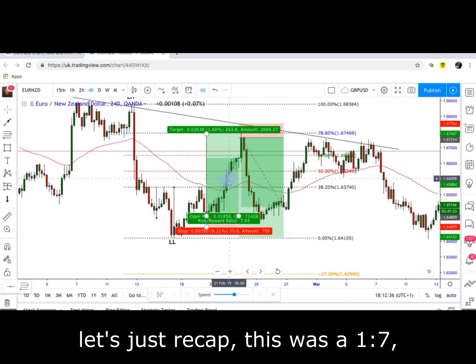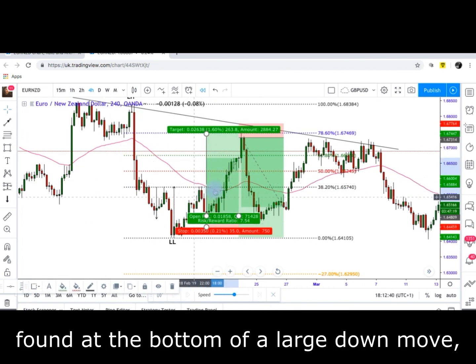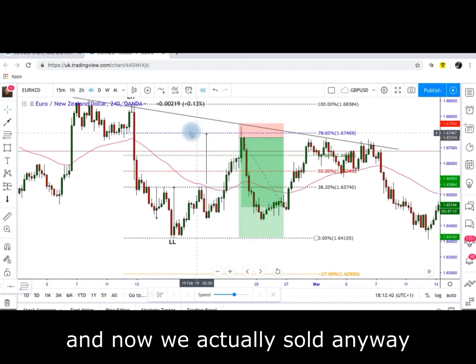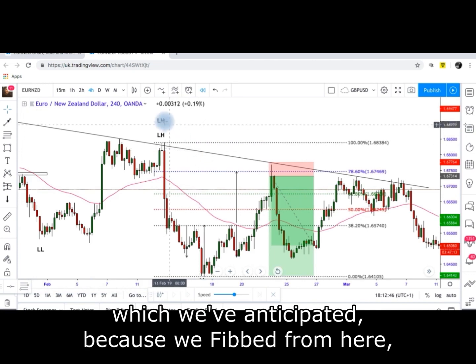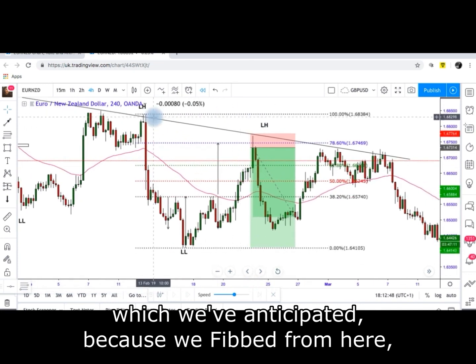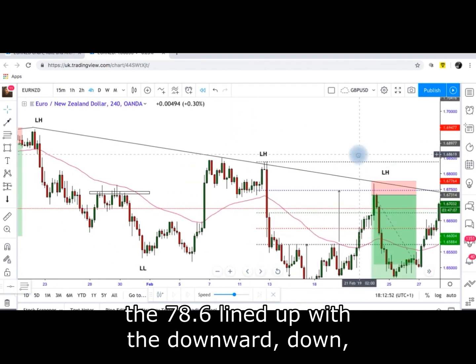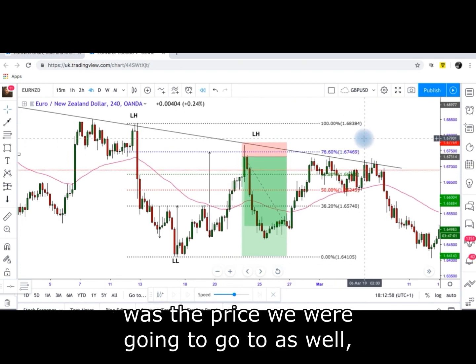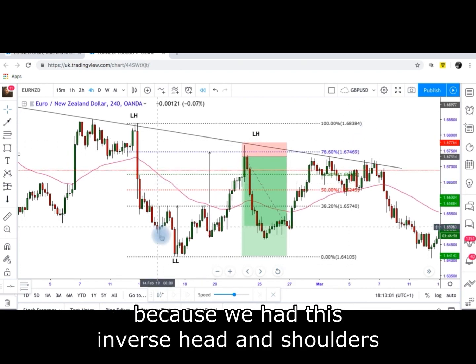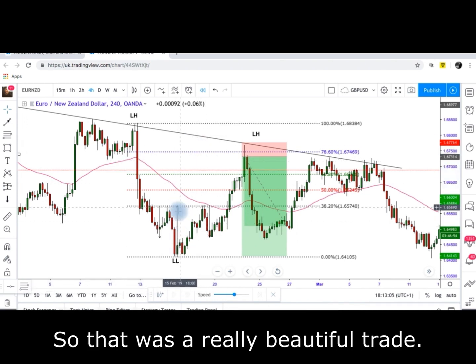So let's just recap. This was a 1 to 7 just off duplication of the inverse head and shoulders, found at the bottom of a large down move. And then we actually sold anyway because we created this new lower high, which we anticipated because we fibbed from here to the point where price stopped. We came up, the 78.6 lined up with the descending trend line. And we also confirmed that the 78.6 was the price we were going to go to as well, because we had this inverse head and shoulders and the duplication lined up also with this too. So that was a really beautiful trade.